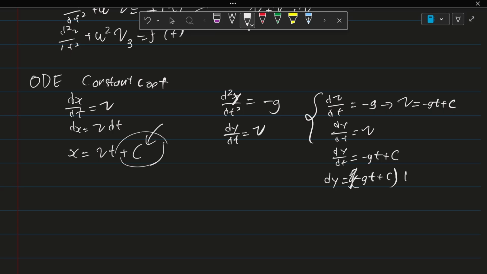Multiply everything by the dt. Now if you integrate both sides, what you would get is negative g over 2 t squared plus ct plus d, in which d is also an integration constant. So from here, what we observe is that there are two constants which are governed by two different initial conditions. Let's say position as well as the velocity in here.